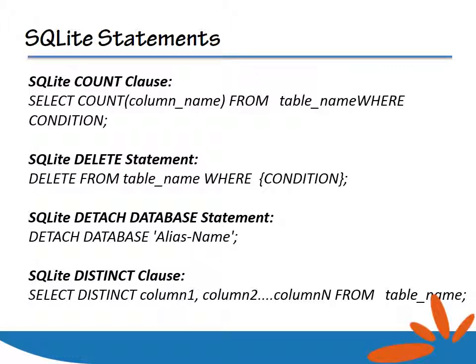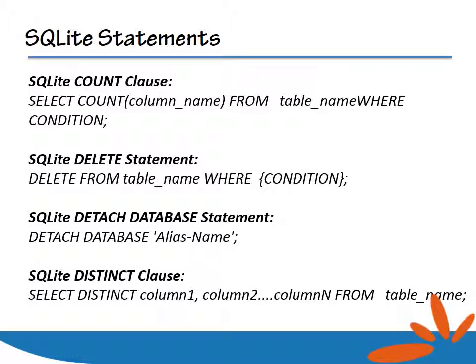The next one is the SQLite DETACH DATABASE statement. The code is DETACH DATABASE and specify the alias name. The detach database statement automatically removes the connection to the database that you are currently using.